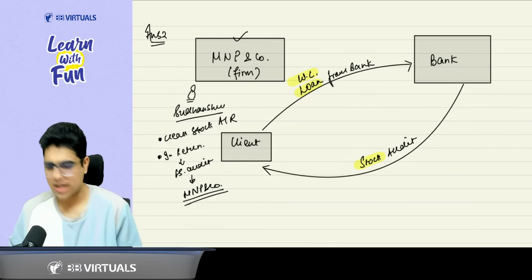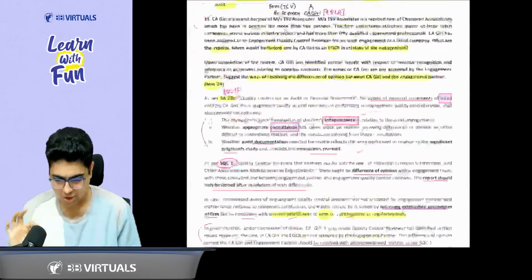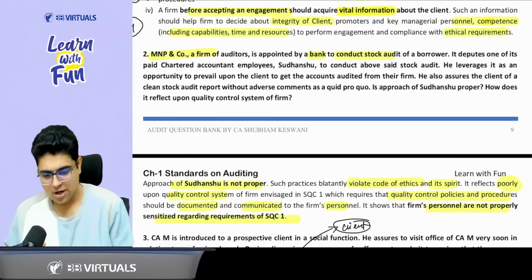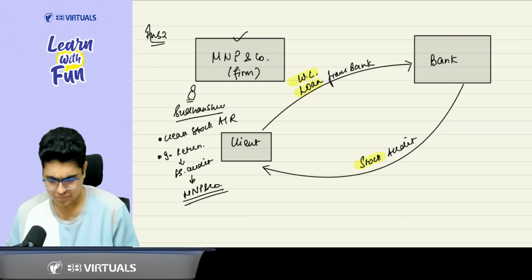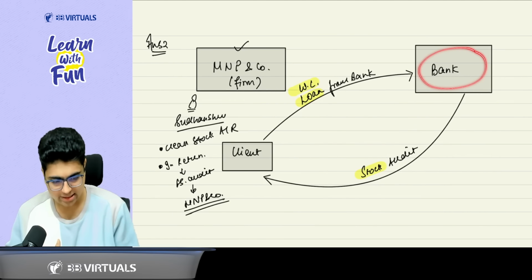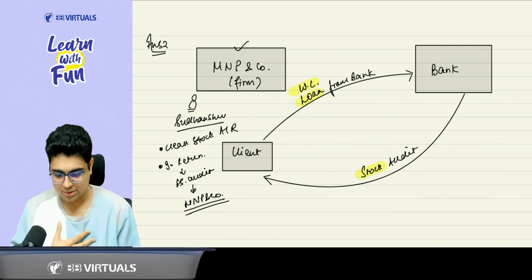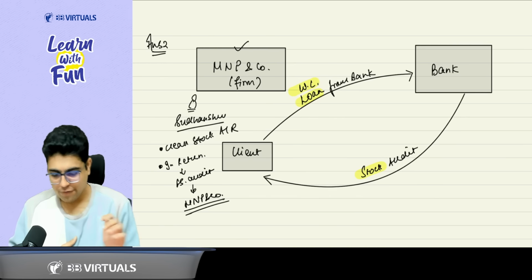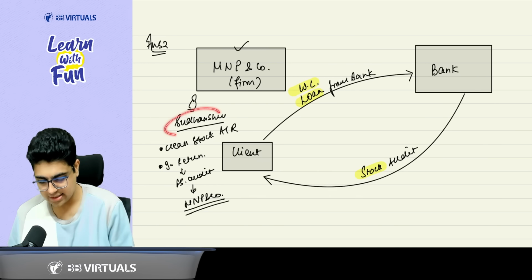This is related to your answer 2. Sir, which is the answer 2? This is question number 2 of your new questions by ICAI. Yes, sir. What is happening in this question of MNP and Company? Please focus here. There is a bank, and the bank wants to give a working capital loan to the client. So the client comes to the bank for a working capital loan, and for giving the working capital loan, the bank needs to do a stock audit. For the stock audit, MNP and Company, a firm, is appointed, and in MNP and Company, there is Sudhanshu.